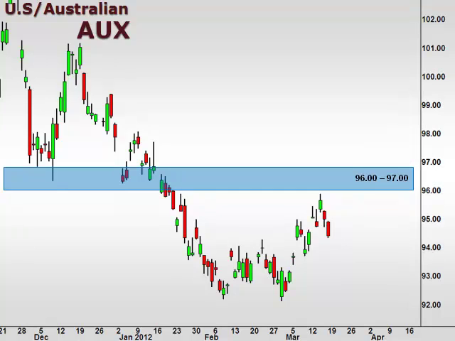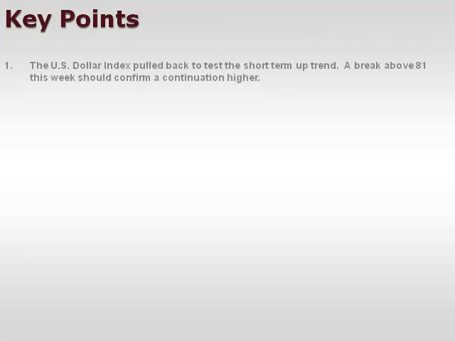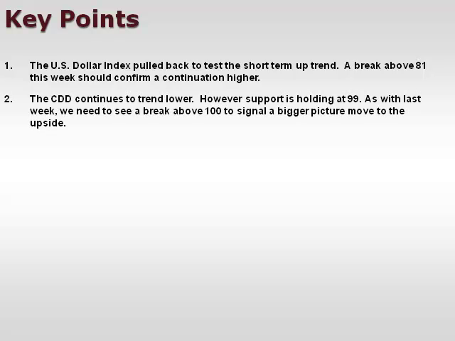Let's take a look at a few of our key points. First of all, the U.S. dollar index pulled back to test the short-term uptrend. A break above 81 this week should confirm a continuation higher. The CDD continues to trend lower, however, support is holding at 99. As with last week, we need to see a break above 100 to signal a bigger picture move to the upside.